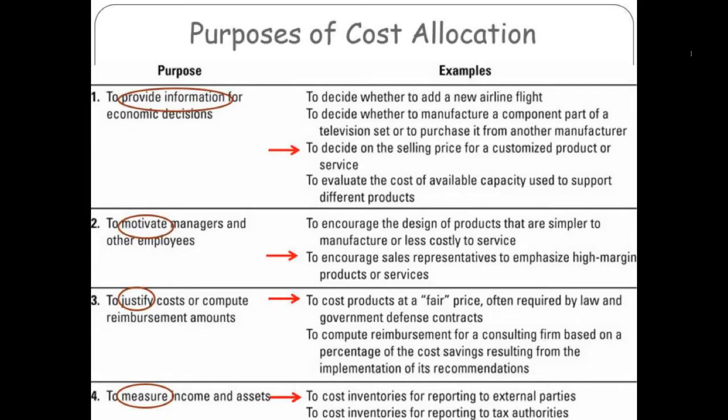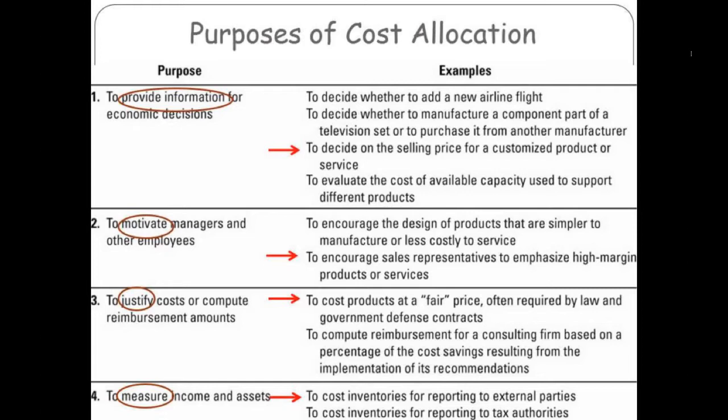So the purpose of allocation is to provide information, maybe because you want to decide on a selling price, to motivate managers, a very important part of cost allocation. You want the manager to understand their full costs, including those that are allocated to them. You want them to do the right thing, knowing those full costs. So it's very important that they stay in a cause and effect relationship with the allocated costs. When they receive an allocated cost, in order for them to feel ownership of it, they must feel that it's reasonable. So you allocate to motivate.